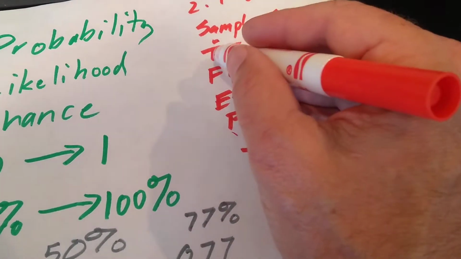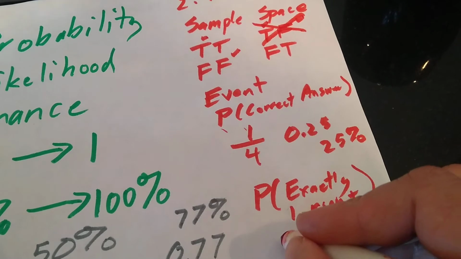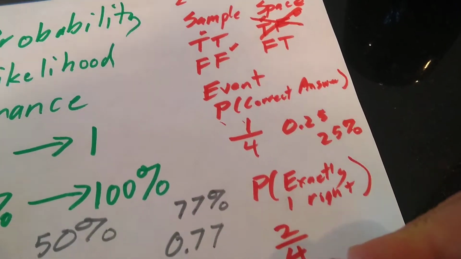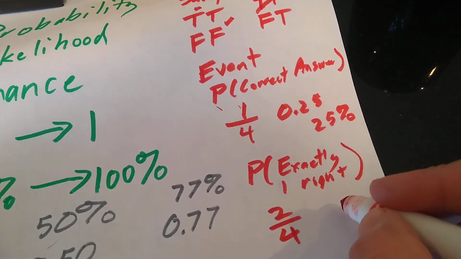So if I do true, true, I got the first one right. If I do false, false, I got the second one right. So the probability of that is 2 out of the 4 things that can happen in the sample space, or 1/2, or 50%.